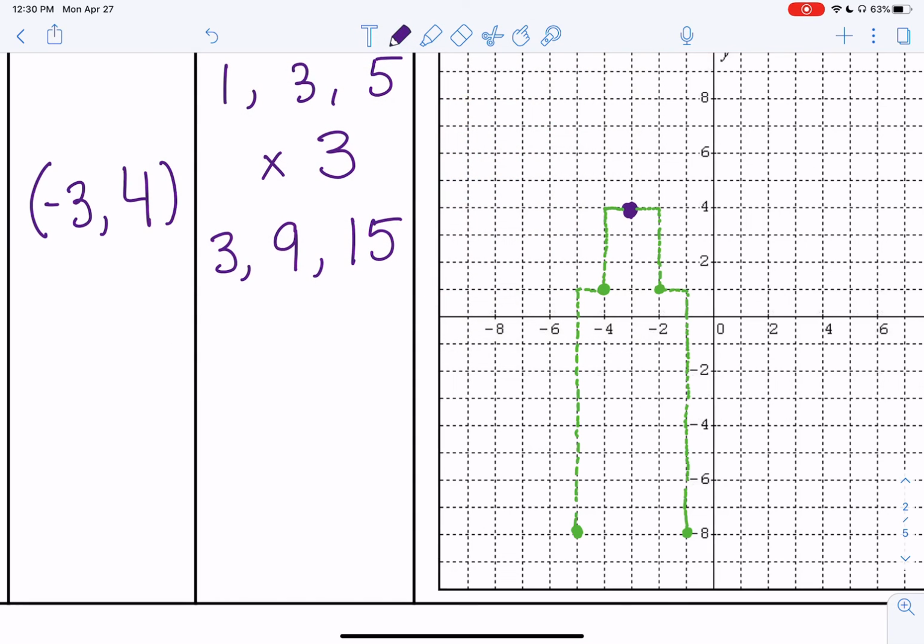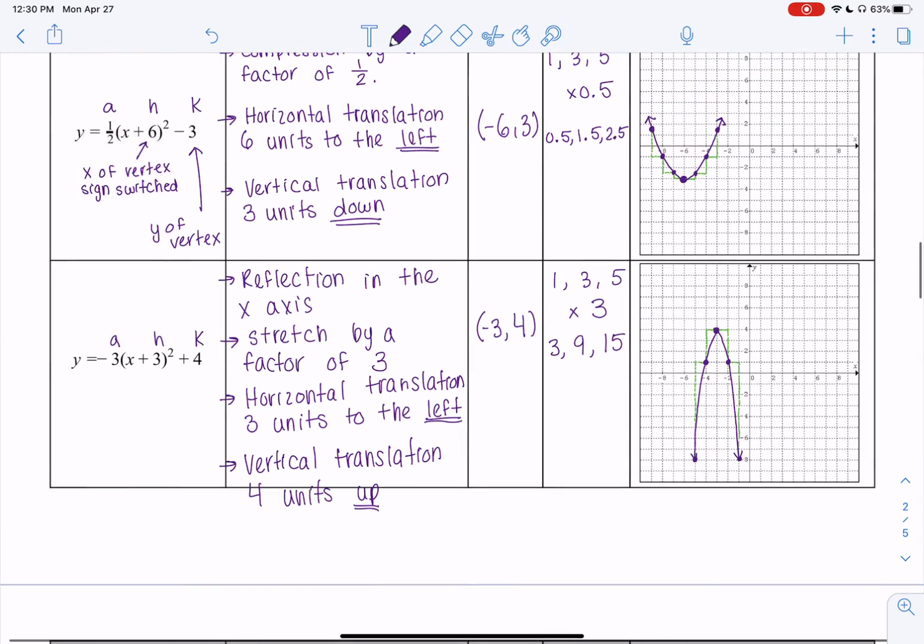Now we just connect them, draw my points a little darker, and then we'll connect them with a nice curved line. Again, you should be able to notice that stretch here. Our parabola is a lot taller and skinnier than the past ones, and that's because of that 3 living in front of our equation. So those are our examples.